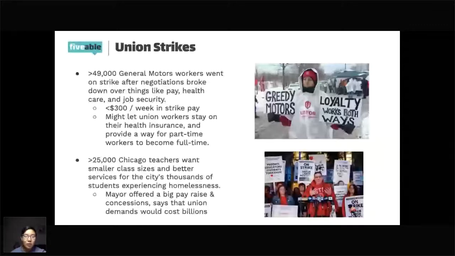Also, in Chicago, we've seen that over 25,000 Chicago teachers have gone out on the streets, left the schools. They're advocating for smaller class sizes and to better serve the city's homeless with better services. Even though the mayor has offered things like a big pay raise, he's offered concessions, and he's even said that the union's demands would cost them billions of dollars. That's basically the example in which the Chicago protesters are at a stalemate, and right now there's not really any kind of negotiations happening between those two. And so in Chicago, we're seeing another example of protests flaring and people wanting more rights, which is a big part of American society anyways.